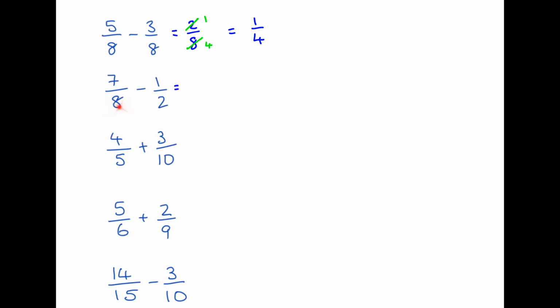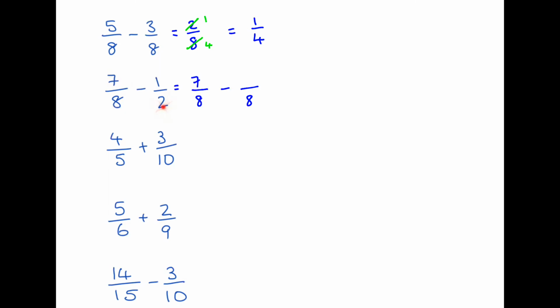So 8 is in the 2 times table, isn't it? So we can do this as 8ths. So what we do is we set this up so that this fraction is going to be equivalent to this one, and this fraction will be equivalent to that one, and then we can go ahead and perform the calculation. Okay, so first of all, this had a denominator of 8. It's still got a denominator of 8. We haven't changed it, so we don't change the top either.